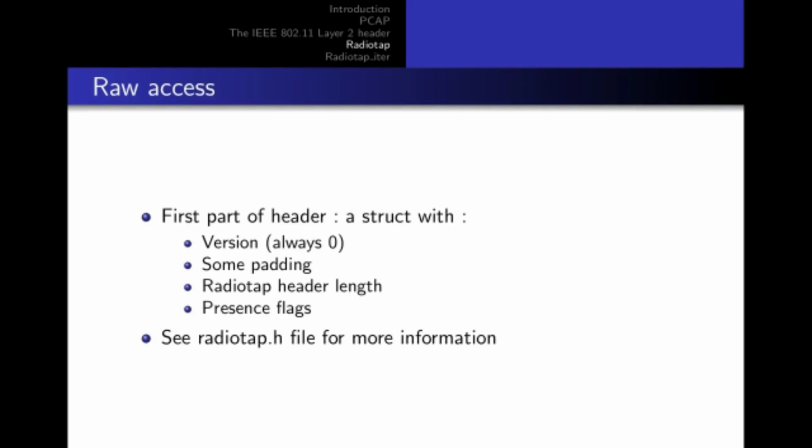First, you can try to access the raw header, which is an array of bytes. The first part of the header is a structure with its version, which is always 0, some padding, then the Radiotap header length, and the presence flags. You must read the radiotap.h file for more information.